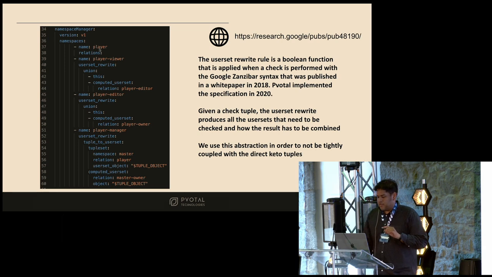So we're going to go through the simple one. The player viewer is either directly a player viewer or is somebody computed from a player editor. So a player editor is also a player viewer. So if you give that property to someone else, you'll automatically get access as player viewers. And now a player editor is either directly a player editor, through the use of the word this, which means directly that the term player editor, or from a computed user set from player owner. So if you have a property player owner, you're automatically a player editor and automatically a player viewer.